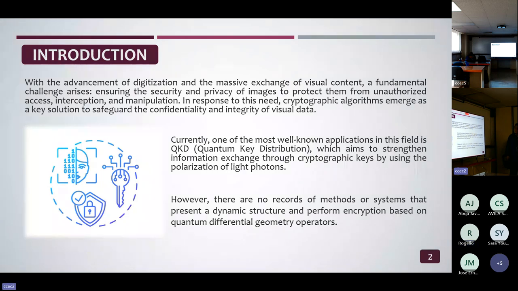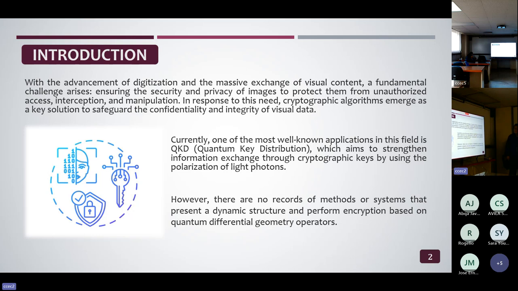The cipher is designed to ensure the security and privacy of digital elements, preserving the confidentiality and integrity of data, while preventing unauthorized access, interception, or manipulation of sensitive information. The cipher is a differential symmetric one, and a conventional basis of quantum is proposed.